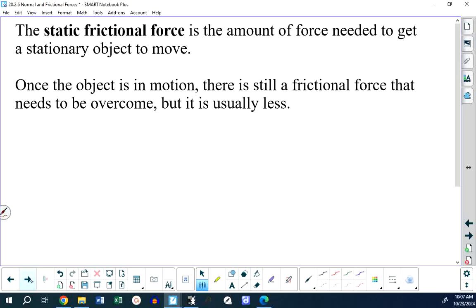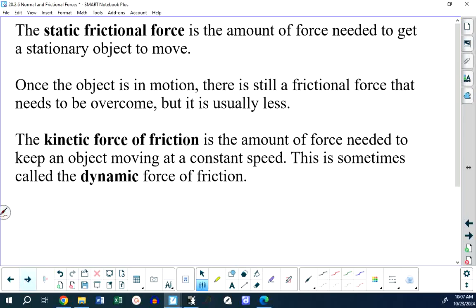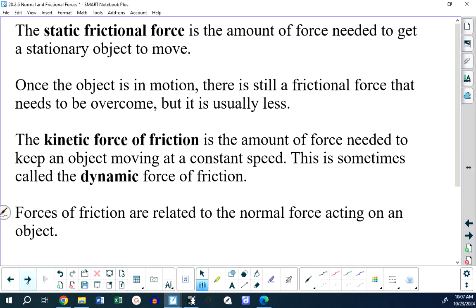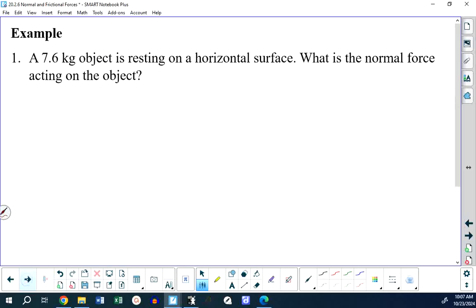Once the object is in motion, there's still a force of friction, but it's usually less, and we call that the kinetic force of friction. The word kinetic means moving or motion. Sometimes you call this the dynamic force of friction. So there are 2 forces of friction here. They are related to the normal force acting on the object.